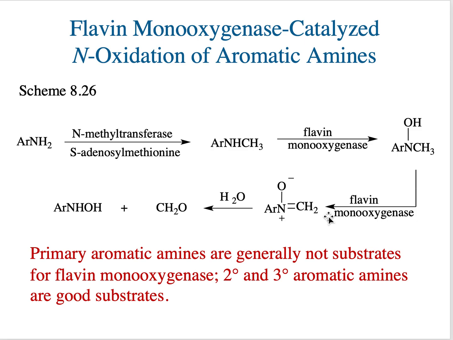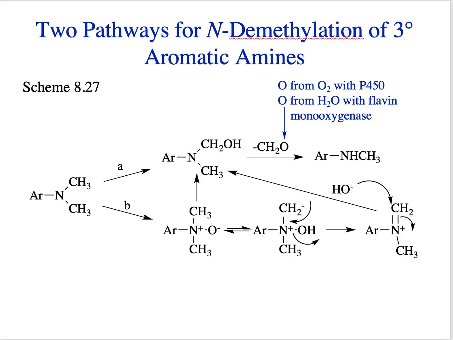The flavin monooxygenase is a little more complex, and generally you only do secondary and tertiary aromatic amines. There are a number of different pathways for N-demethylation, either going through an sp3-like structure or an aminium-type structure.